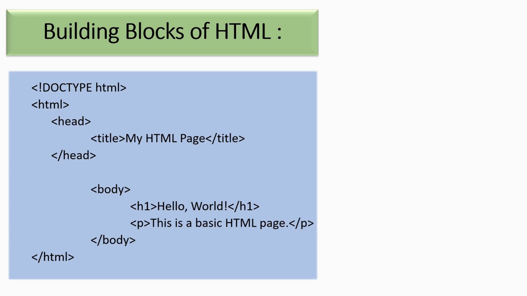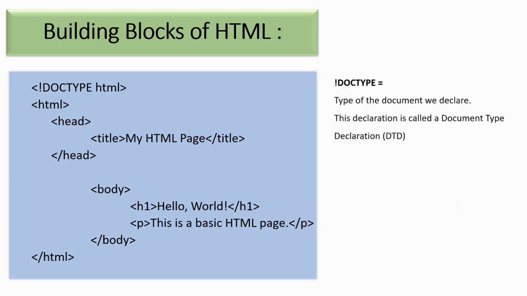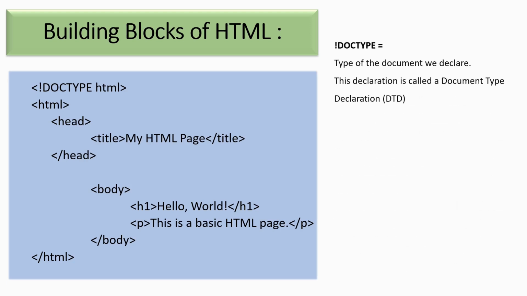What is meant by doctype html, as you observed in the syntax given here? Doctype means the declaration of the document type, which is known as DTD. Here we are going to declare the type of the document in the website.